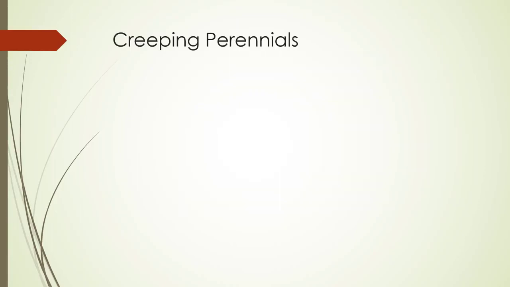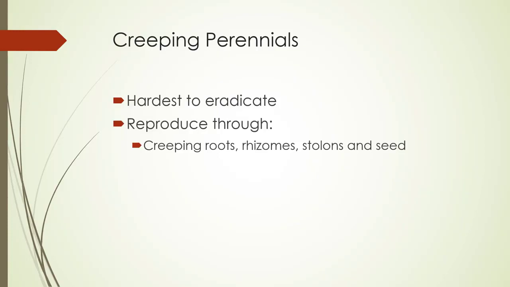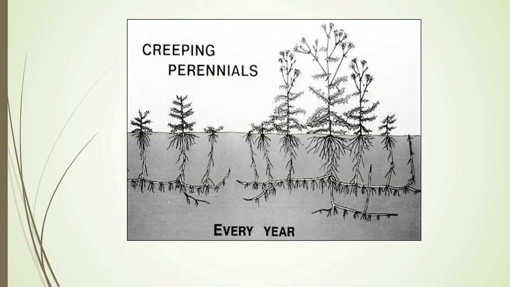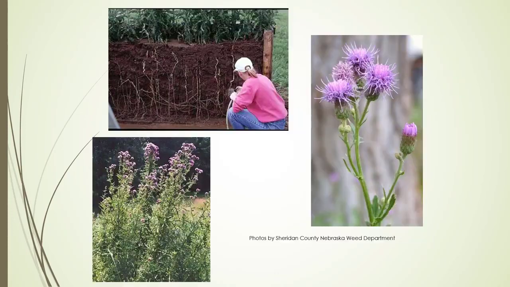Creeping perennials, these are the hardest to eradicate. They reproduce through creeping roots, rhizomes, stolons, and seed. And Canada thistle is a prime example of this. Hedge bindweed, which we've all had to deal with, I'm sure. But you can see they just continually grow year after year. They've got these incredible root systems underneath, and sometimes you think you've got a sprout when it's actually just part of the same plant. And here's a side view of Canada thistle, and you can see the extensive root system here.